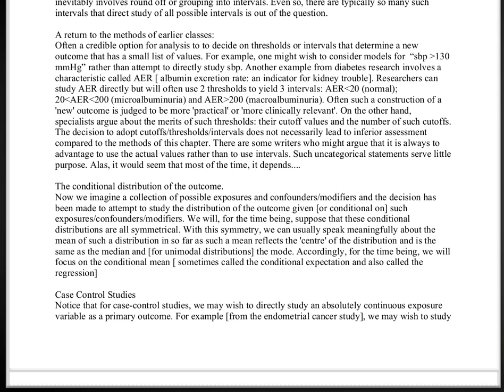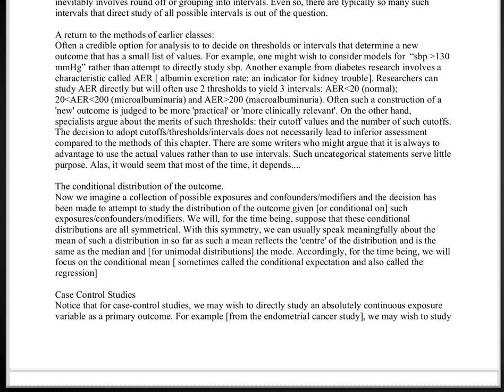So, for example, with two thresholds, we might say, well, a person with an albumin excretion rate below 20 would be considered normal. A person with an albumin excretion rate between 20 and 200 is sometimes called microalbuminuria, and albumin excretion rates over 200 are considered macroalbuminuria, the most serious version of this. However, there are authors that would argue that the microalbuminuria group ought to be split up, and so there's some discussion there. Is that enough? Is that enough intervals?